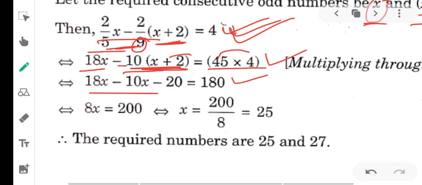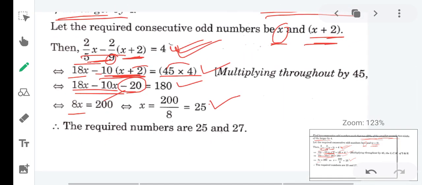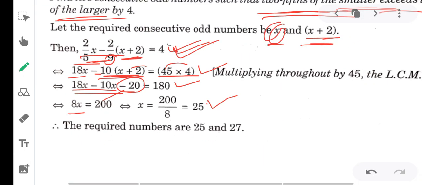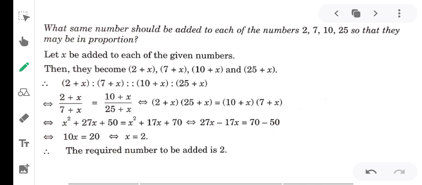That is 45 into 4. Okay, then 18x minus 10x is 8x. Now we'll transpose minus 20 to the right hand side. So 180 plus 20, that will be 200. Okay, so 8x equals 200, then x equals 200 by 8, that is 25. So the value of x is 25. So the two consecutive odd numbers are, we have taken one as x, that is 25, and another is x plus 2, that will be 25 plus 2, is 27. Clear? Next example.